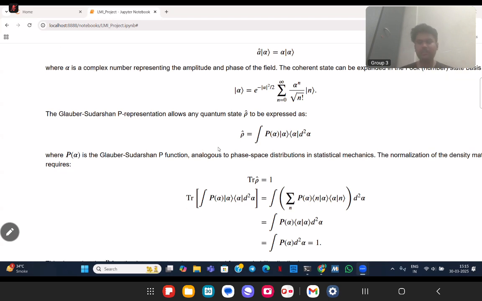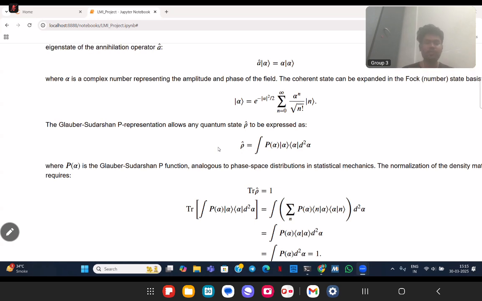The Glauber-Sudarshan P function gives us a powerful way to express any quantum state rho in terms of coherent states. So rho, which is the density matrix, is equal to the integration of P(alpha) times an operator.